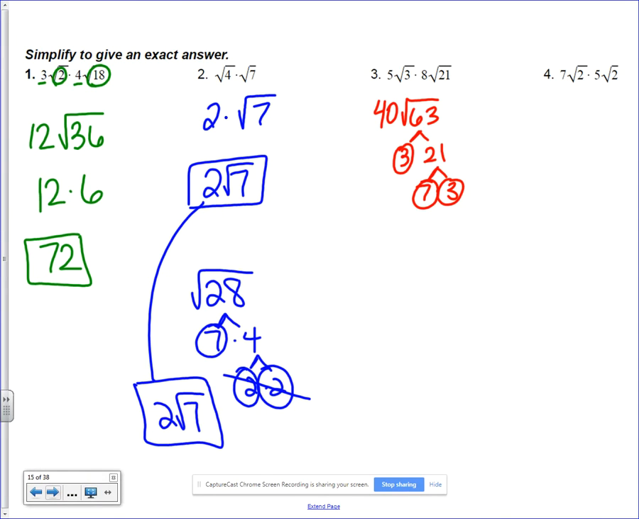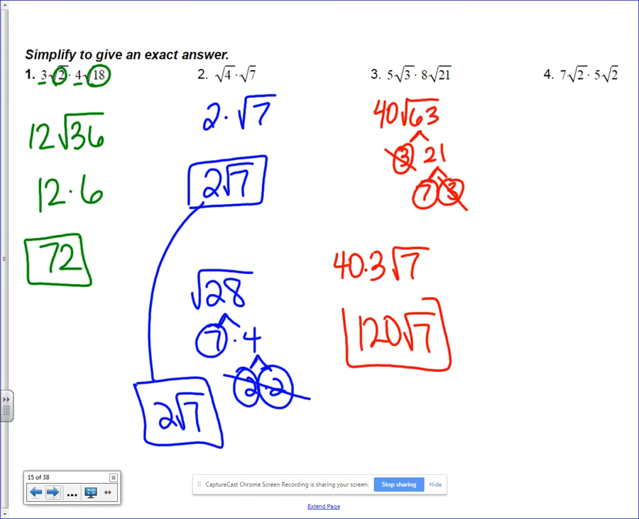Looking good? Okay. I already have a 40 out front. Do I have any buddies? I got a pair of 3s. So one of those 3s comes out. What's left underneath? Okay. And then 40 times 3, 120, radical 7.